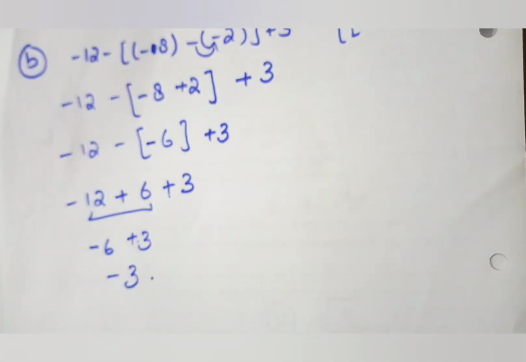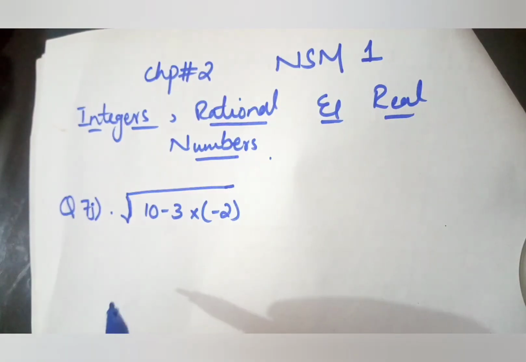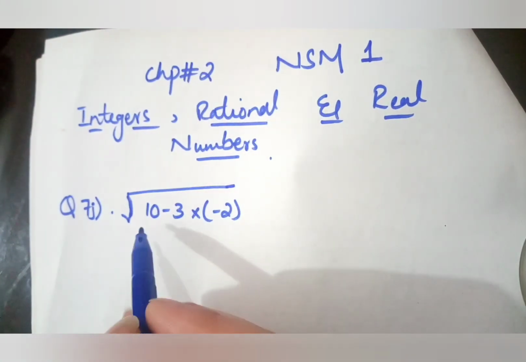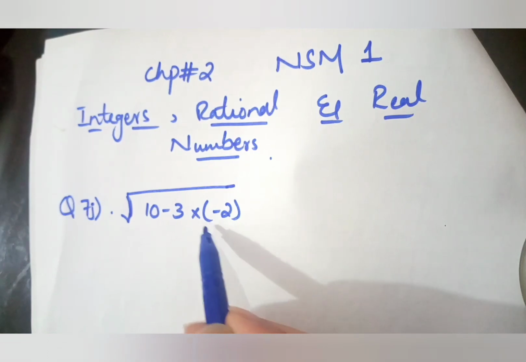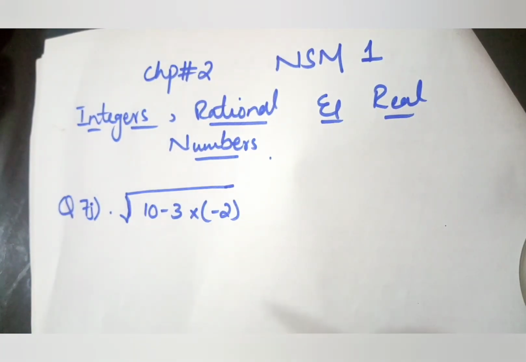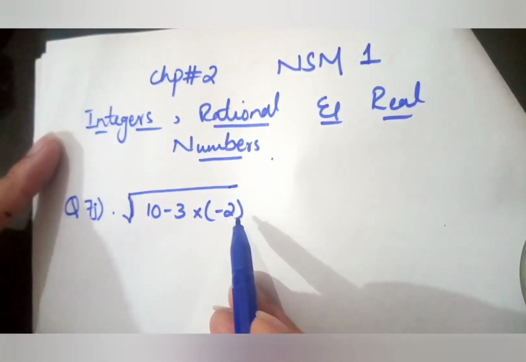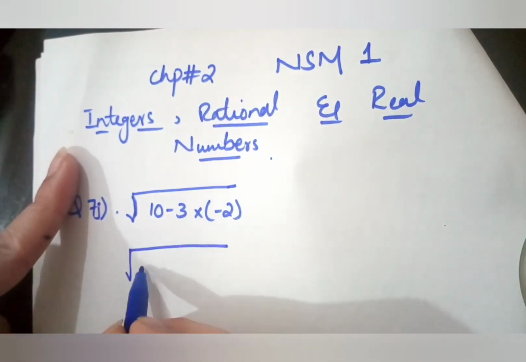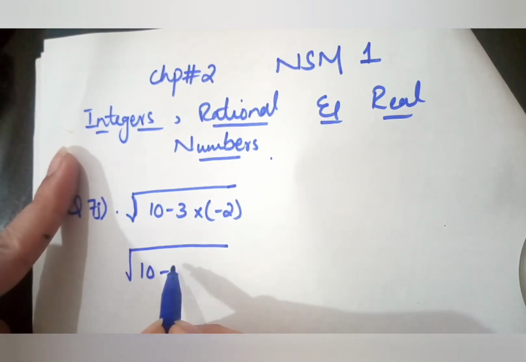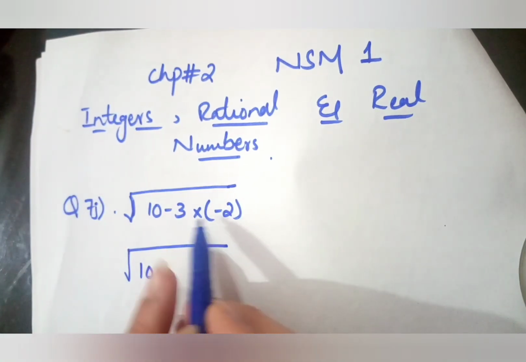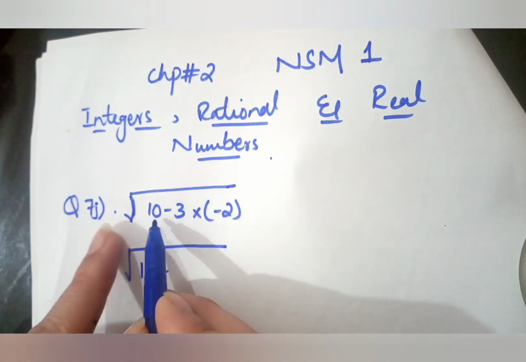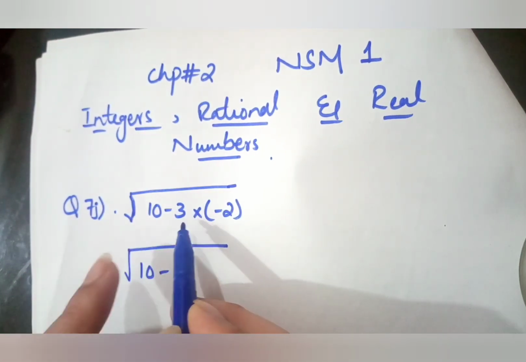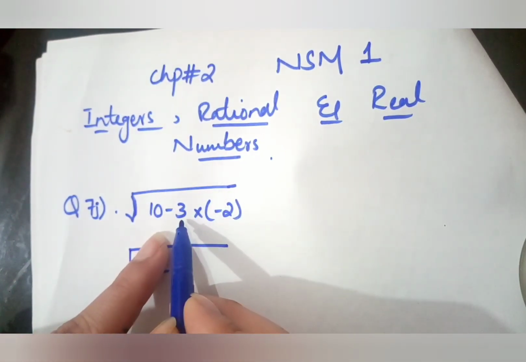This is all about your part B. Now we'll move towards part J. So question number 7, part J is square root of 10 minus 3 multiplied by minus 2. So follow your rule. You have to solve firstly the bracket, and we have a bracket on 2. 10 minus 3. Okay. This bracket is multiplied with 3, not by 10, because you know that this bracket is going to be multiplied by only 3.